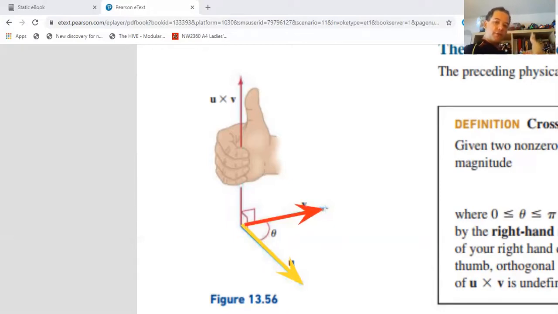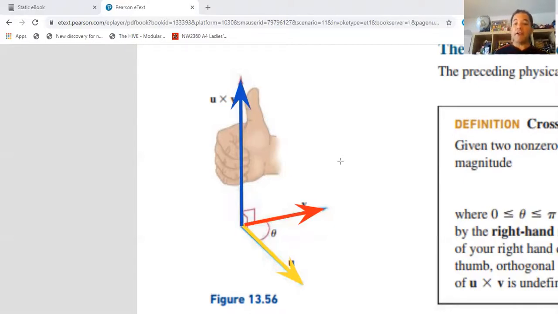where is your thumb pointing? You can see it on the diagram right here in the book. When this person rotates their hand from u to v, the thumb points in the perpendicular direction. That's going to be u cross v. So the answer to the problem will be a vector pointing in the blue direction, u cross v.